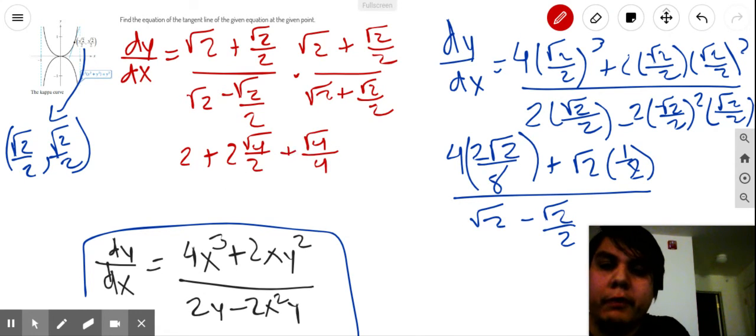So I'm doing the FOIL up top, and the denominator is just a difference of squares. So it's going to be 2 minus a half.